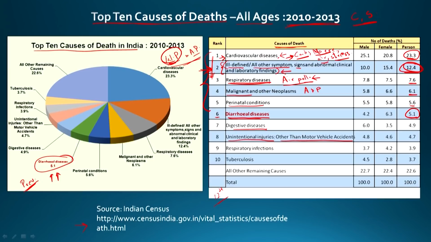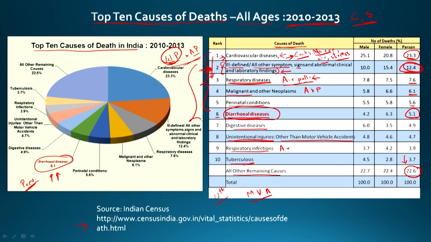That is something to keep in concern, Hakuna Matata, I guess. Unintentional injuries other than motor vehicle accidents, respiratory infections, again air pollution, tuberculosis, yes, but this has been coming down in India, if I may say so, and all of the remaining causes are just 22%. And keep in mind that deaths due to diarrheal diseases are greater than motor vehicle accidents, and intentional injuries are not even making the top 10.